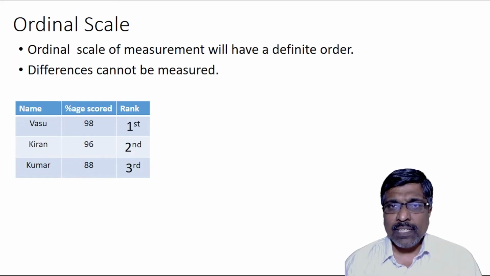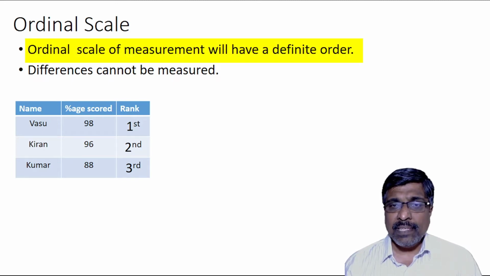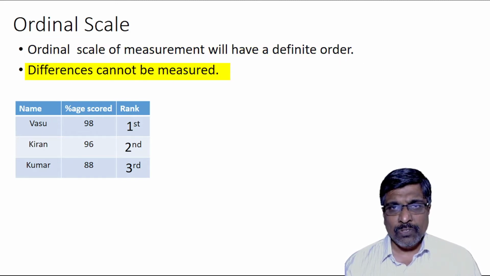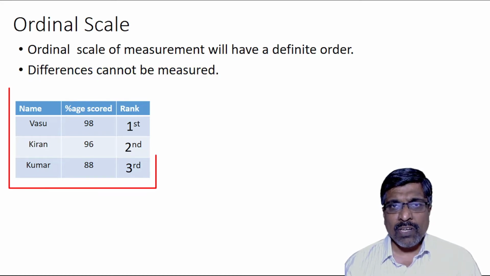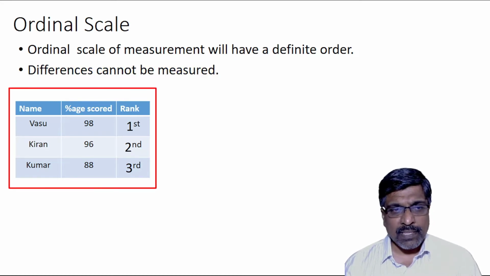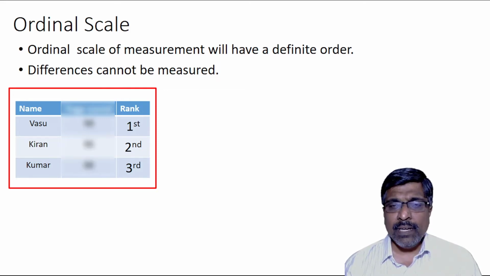Now we shall see what is an ordinal scale of measurement. See, in the ordinal scale of measurement, we have a definite order and the differences cannot be measured. So let me explain you this with an example. I have a table which has got 3 columns: name, percentage scored and rank. Now forget about the middle column for a while. We'll only concentrate on name and rank.